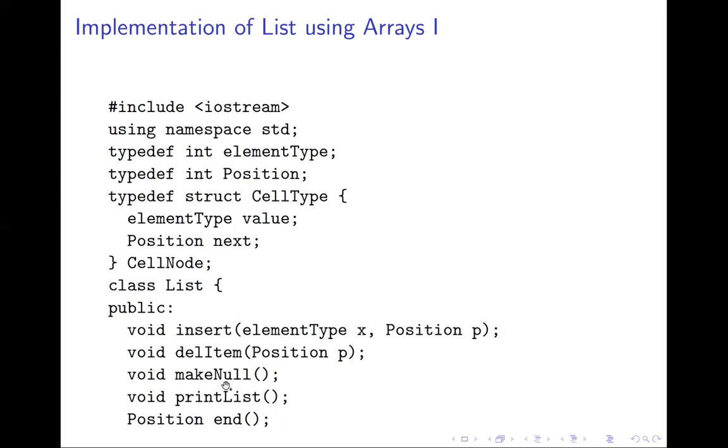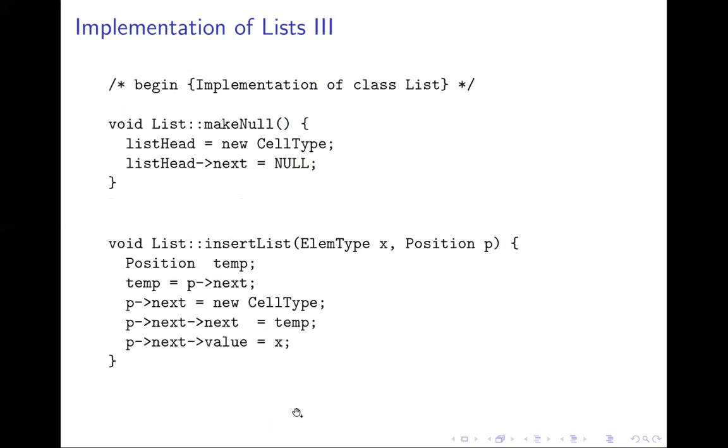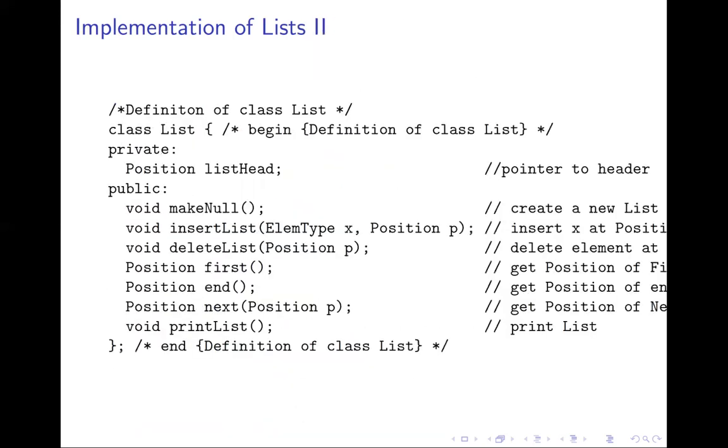And notice that all the operations look the same. Insert at position P, delete item, make null, print list, end. Let's go back and look at this. They look identical over here. Notice that. Insert, delete, list, first, end, next, position, print list, every one of them. Okay.